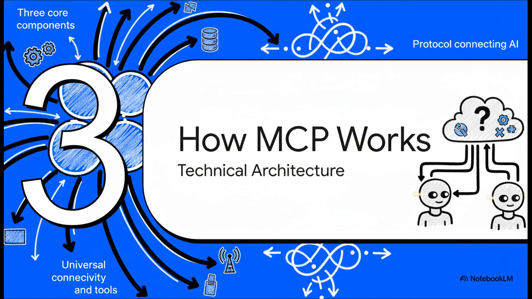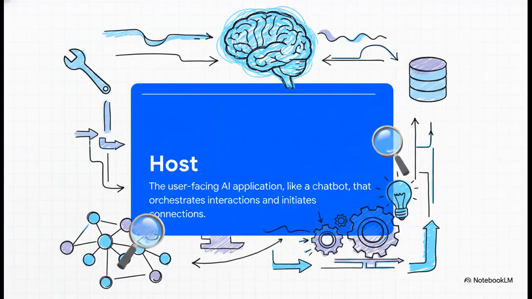Okay, so how does this magic actually work under the hood? Let's peel back the layers and look at the technical architecture, which really just comes down to three key components. First up, you've got the host. This is your main AI app, the one the user is actually talking to. Think of a coding assistant inside your IDE, or a really smart chatbot. The host is the brain of the whole operation. It's the conductor of the orchestra.